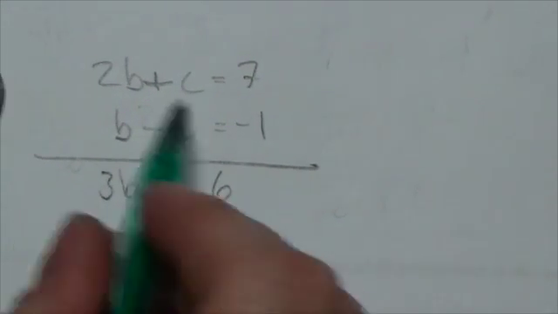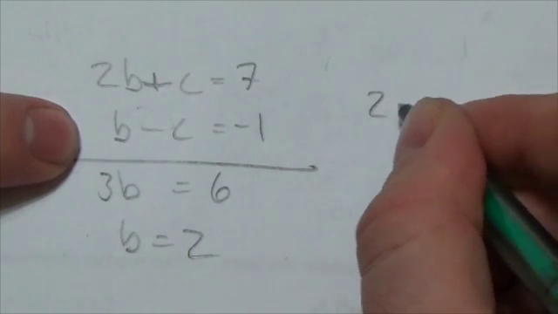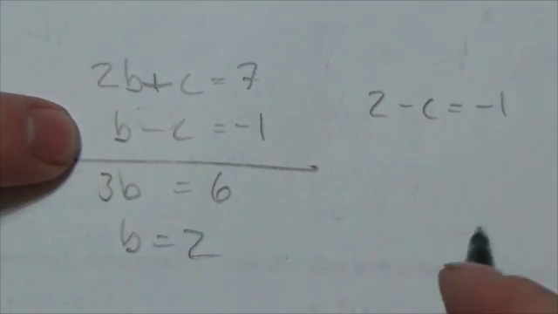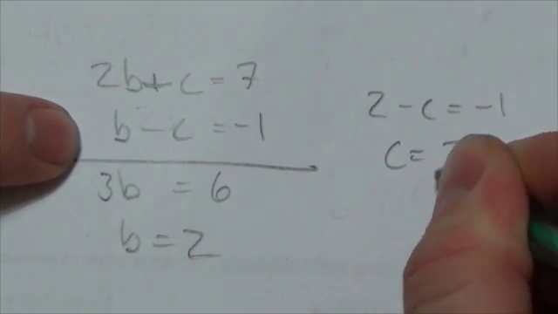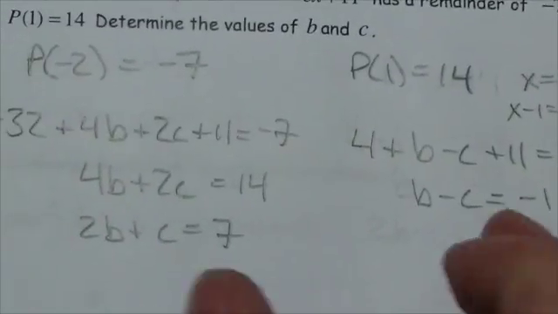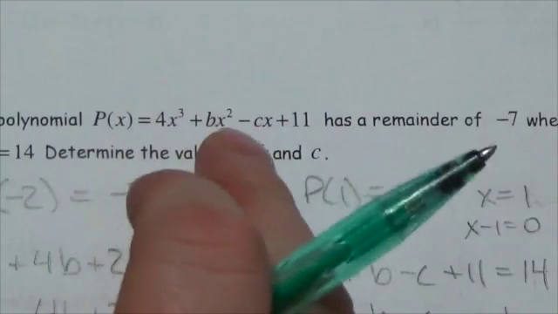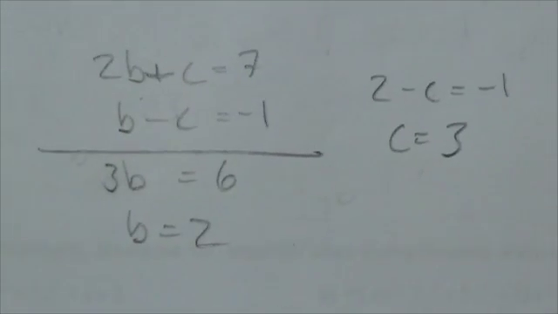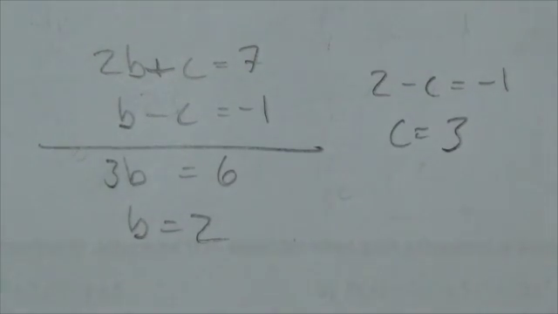Then with that, I can plug that back into the second equation: 2 minus c is equal to negative 1. I'll bring the c over, bring the negative 1 over, and I get that c is equal to 3. And there we go. That's what we were looking for in this problem, the values of b and c. We used the remainder theorem to create the system when there were two unknowns in the polynomial, and then I solved the system using tools from way back. B is equal to 2, C is equal to 3.